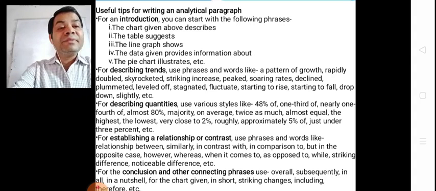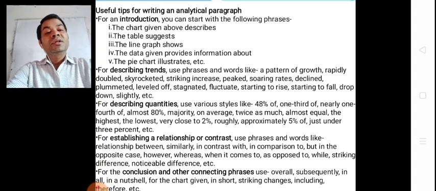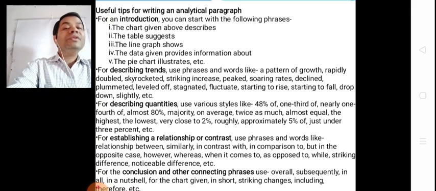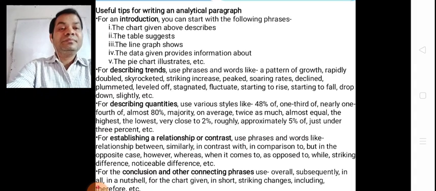For describing trends, when you are describing the given information, which phrases can you use? Let us discuss.